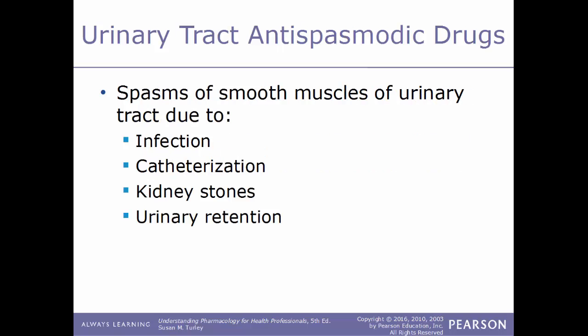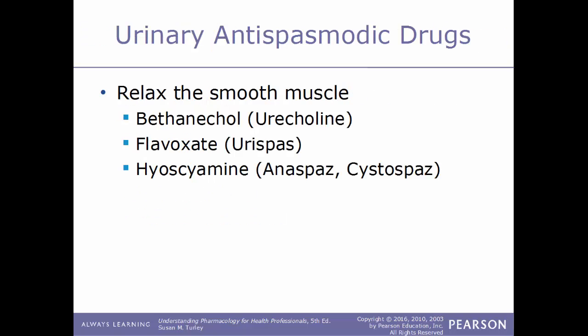Alright, next we'll talk about urinary tract antispasmodic drugs. The patient may have spasms of the smooth muscle of the urinary tract due to infections or catheterizations, kidney stones, or urinary retention. So the purpose of urinary antispasmodics is to relax the smooth muscle. And here are some common examples. Bethanechol, which is sold under the name Urecholine, flavoxate, sold under the name Urispas, and the last one here, hyoscyamine, which is sold under the names Anaspaz or Cystospaz.